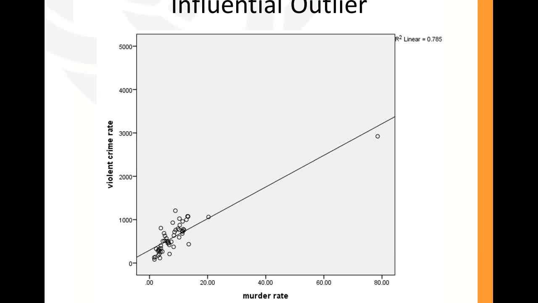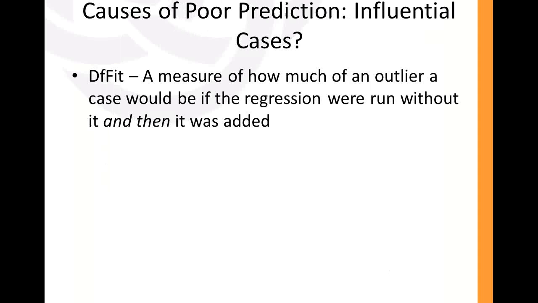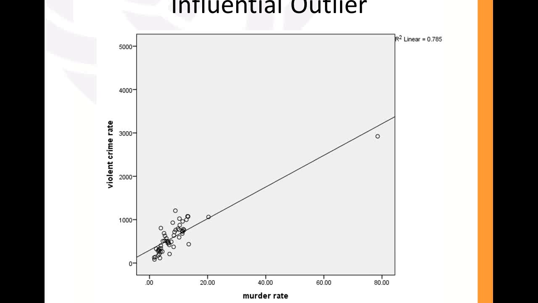However, if we had an influential outlier, if there's a different relationship, then you can see that it's changing the value. So if it's an outlier like this from the rest of the data points, no big deal. But if it's like this, now you can see that it's making a big change in terms of how the model fits. So what the DF fit statistic tells us is how much of an outlier is the case.